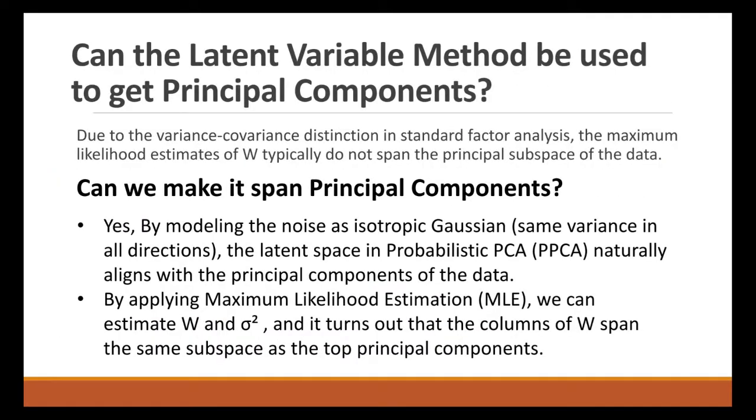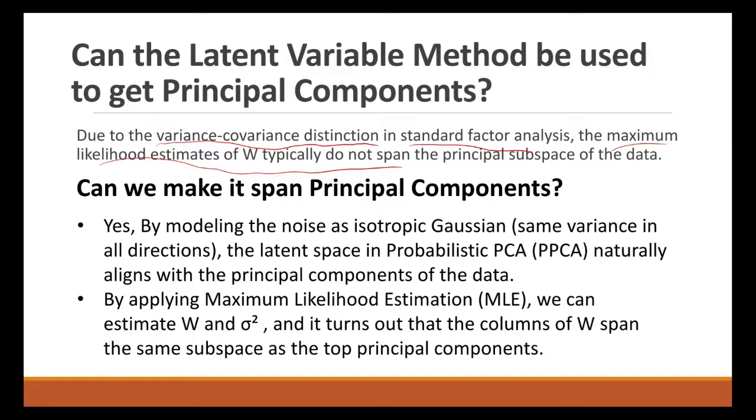So when both the latent variable method and PCA are used for dimensionality reduction, can we get the principal components? We'll see whether we can get principal components or not. Actually, we don't get principal components by directly using the latent variable method, because due to the variance and covariance distinction in standard factor analysis, the maximum likelihood estimates of the W generally may not span the principal subspace of the data. Can we overcome this?